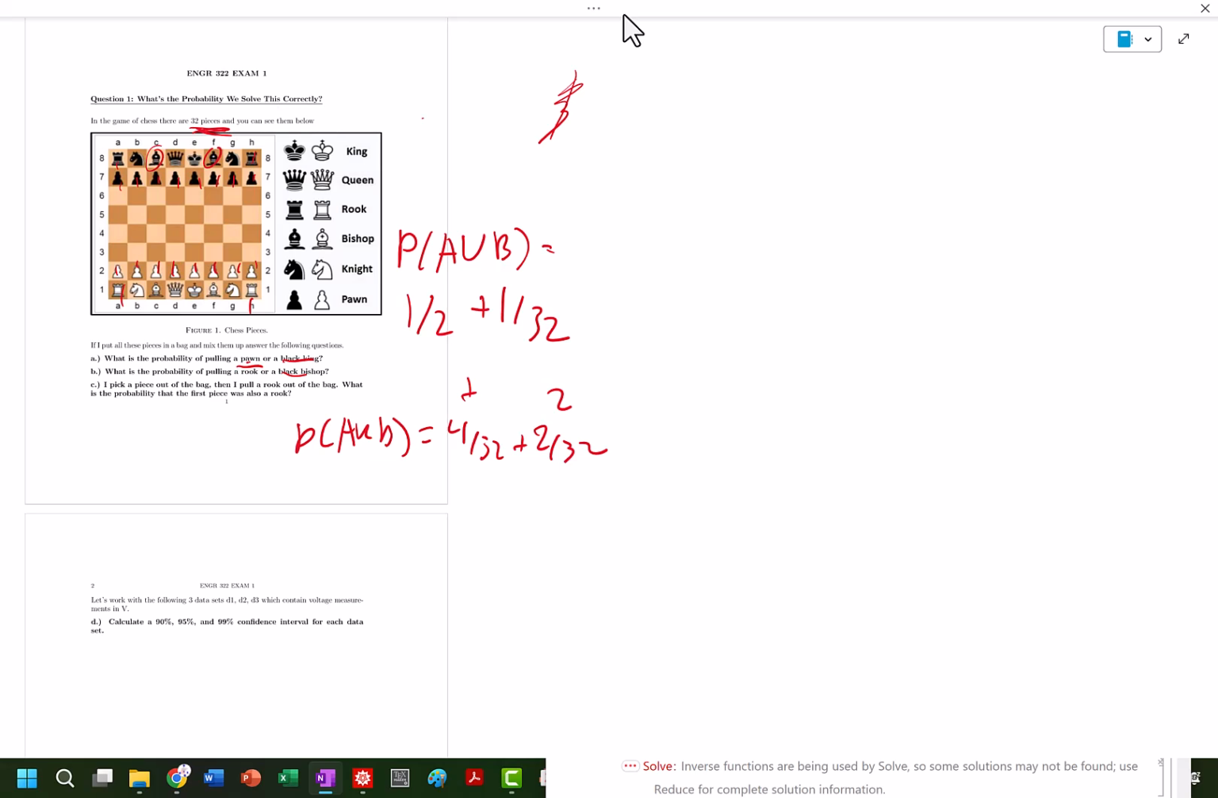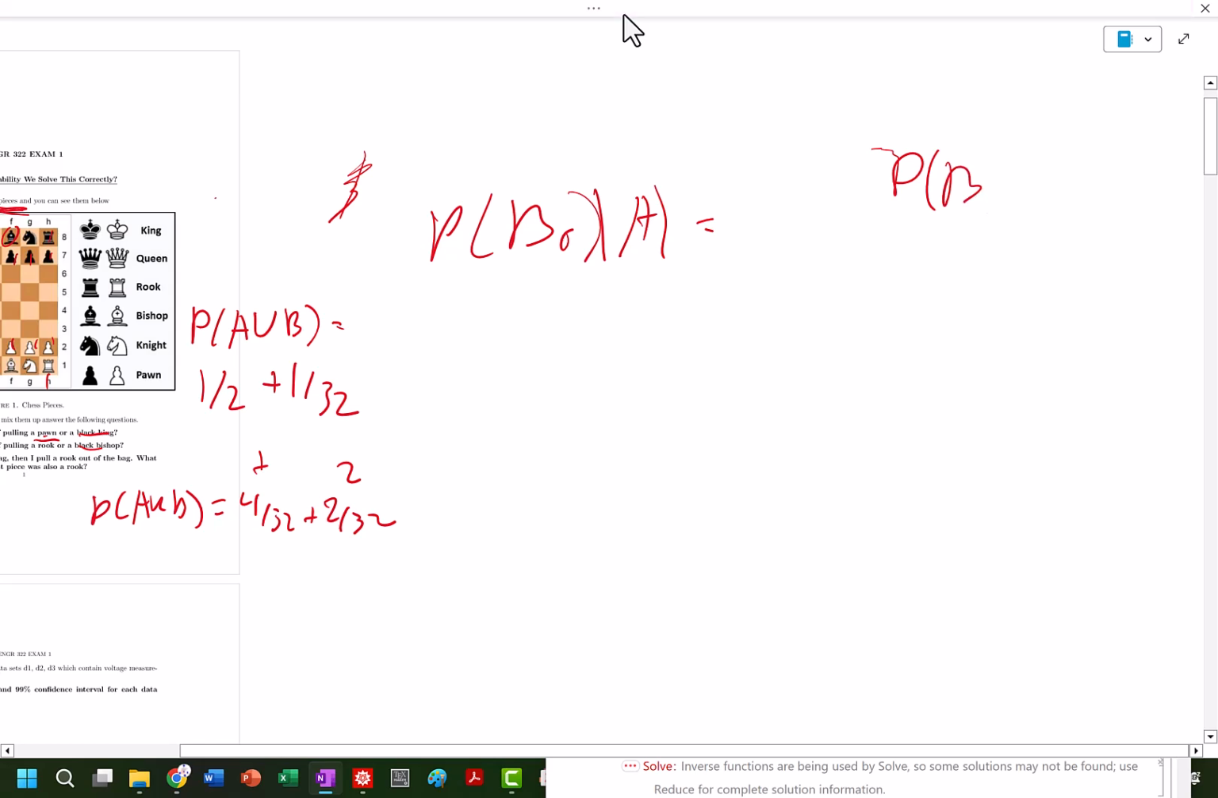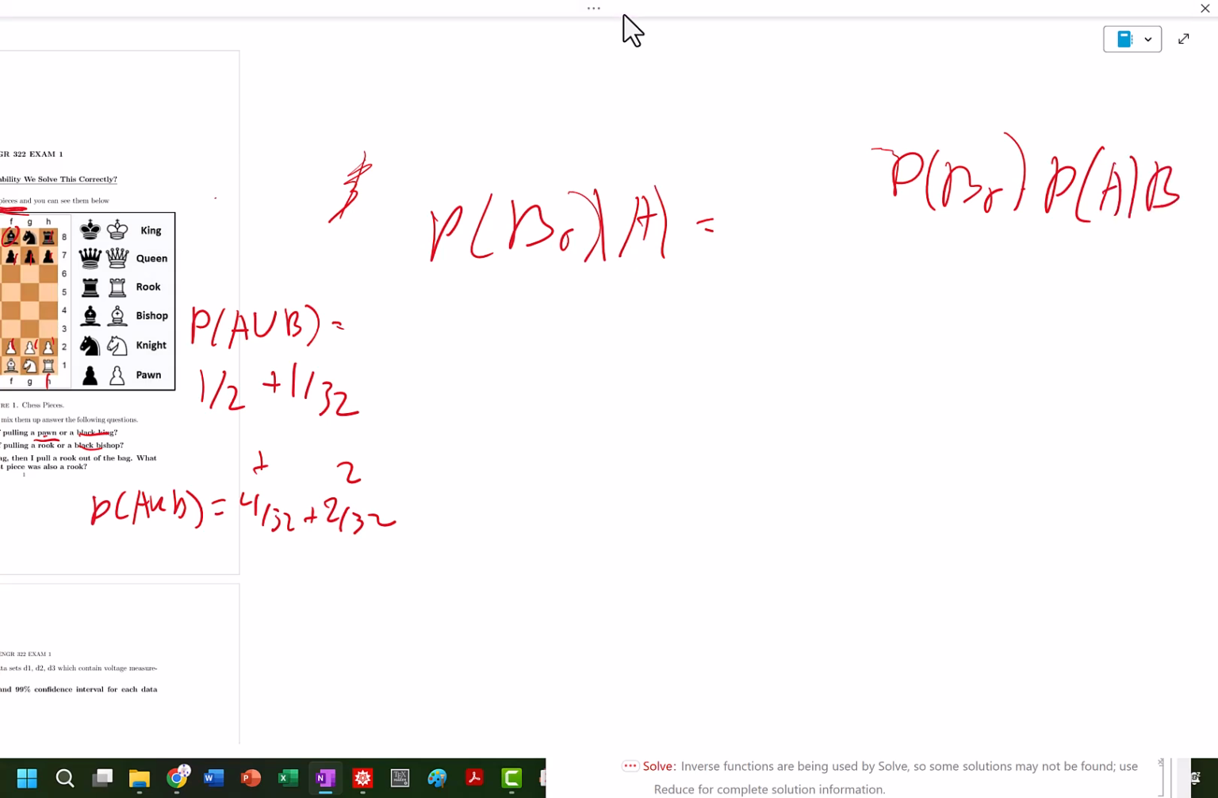So we need to see what is our A scenario and what is our B scenario. We're trying to calculate the probability of B sub R given that A has happened, and that is going to be equal to the probability that we want, B sub R, times the probability of A occurring given that B sub R has happened, over the sum of all of those probabilities.